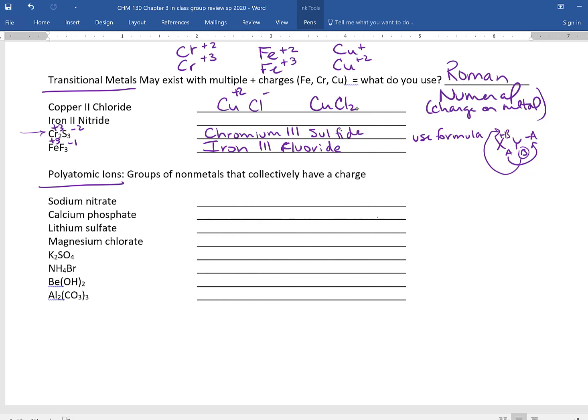So the last one, iron 2 nitride. So first, what are the symbols? Fe and N. Iron 2 tells you the charge on the iron is +2. Look at the periodic table to figure out nitrogen's charge. What's the charge on the nitrogen? -3. It's in group 5, means it's going to gain 3 to have its 8, -3. So the ratio, Fe3N2.